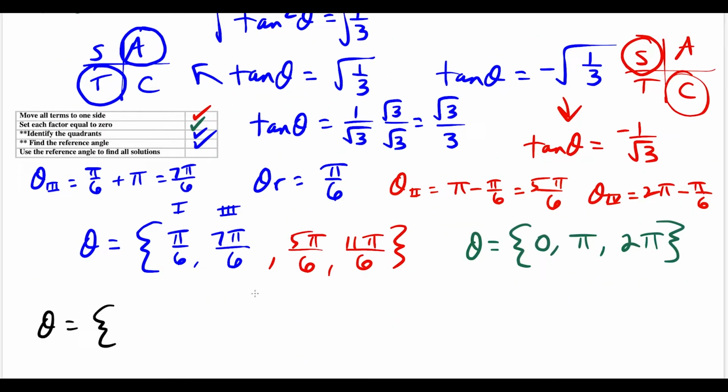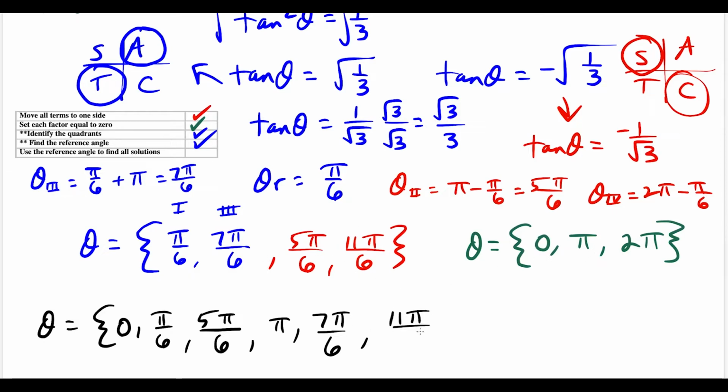So what we have is we have 0, and then the next angle would be pi over 6. And then what we have up next, we have 5 pi over 6 is the next biggest angle here. And then after 5 pi over 6, pi would be next. And then after pi would be 7 pi over 6. And then next up we would have 11 pi over 6, because that's almost 2 pi or 360. And then the last angle would be 2 pi. Okay, so we have a lot of solutions here, but this is all of them.